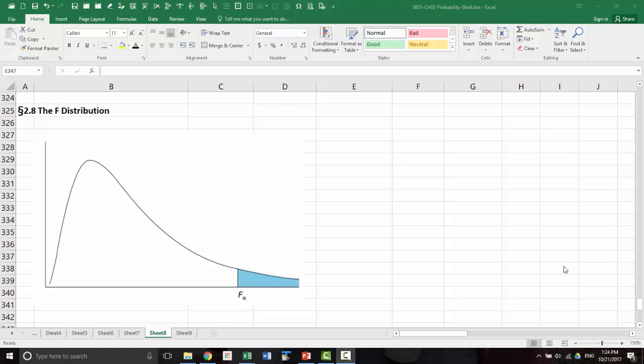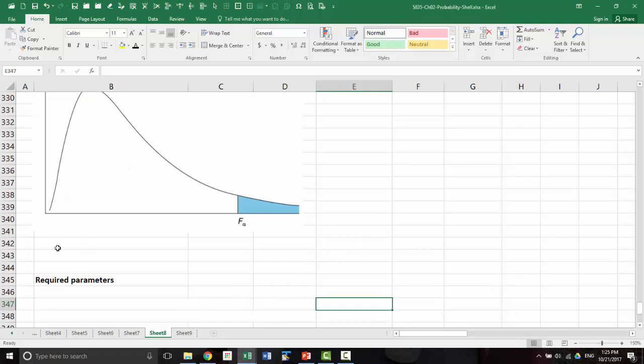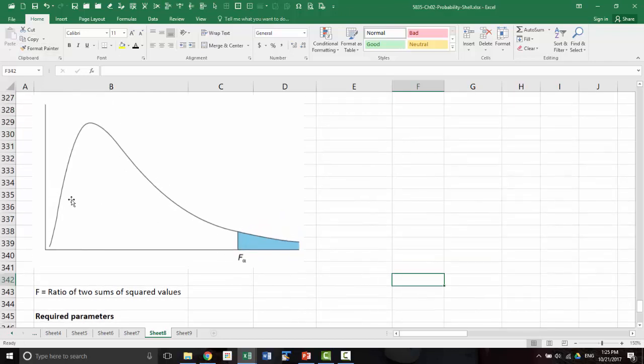The random variable that follows the F distribution has this particular characteristic: it is a ratio of two sums of squares. In other words, we can think of it as a ratio of two variances, the variance of one variable divided by the variance of another variable. So that would be a ratio of sums of squares, and that will follow an F distribution like that.